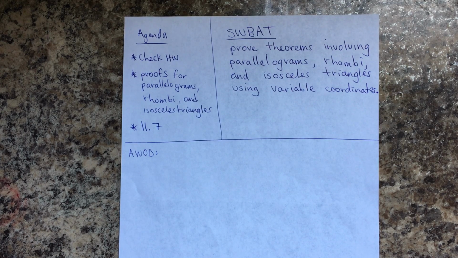Hello students, today's agenda is to check homework. We will be learning about proofs for parallelograms, rhombi, and isosceles triangles, and you will be able to work on 11.7. Today, students will be able to prove theorems involving parallelograms, rhombi, and isosceles triangles using variable coordinates.